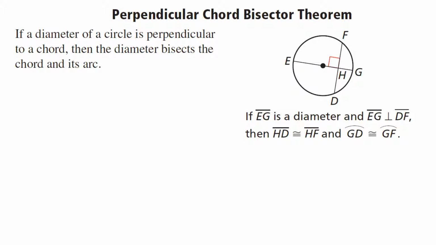Right? So if EG is a diameter and EG happens to be perpendicular to DF, segment DF has been bisected. So we know each half is equal in length or they're congruent. Right? So HD has to be congruent to segment HF. And then the arcs have to be congruent. So arc GD will be congruent to arc GF.